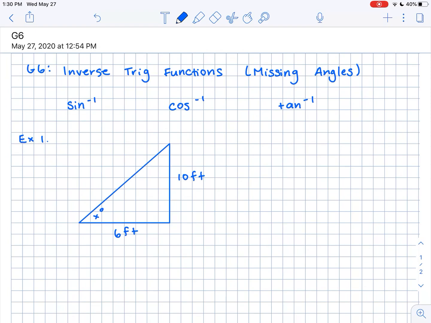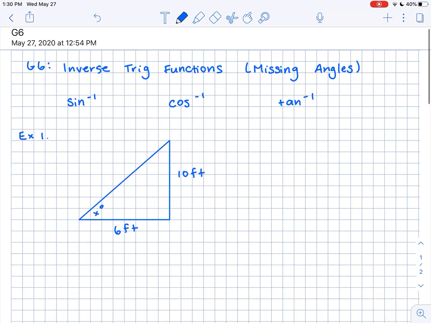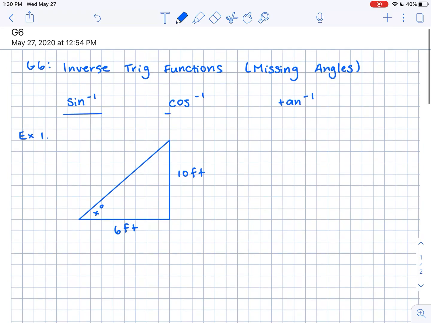Okay, so inverse trig functions are used to find missing angles. And inverse trig functions will look like these. You'll see these on your calculators. Inverse of sine, inverse of cosine, and inverse of tangent. Okay, and again, they're used to help us find missing angles.